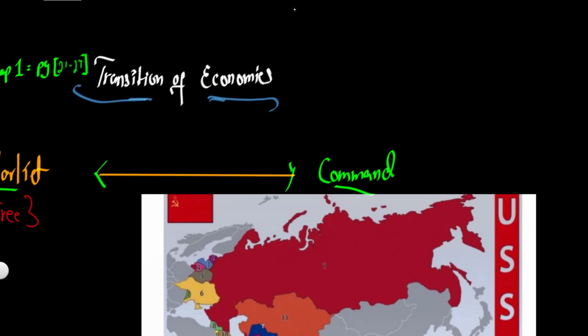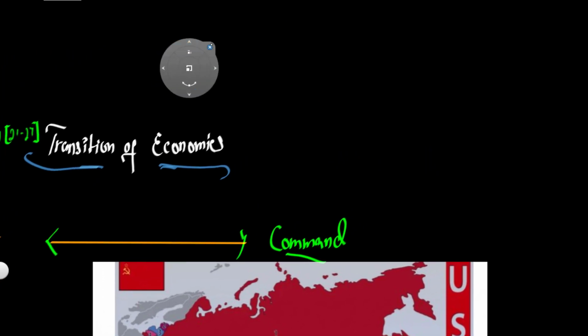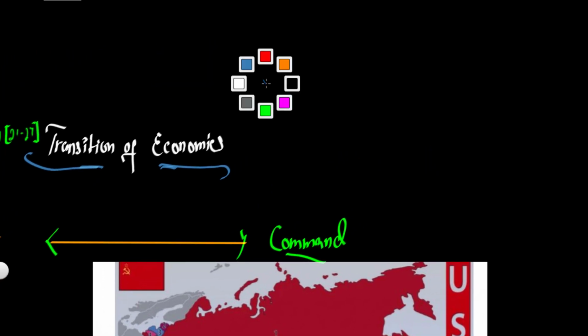So when a market moves from command to free, government tries to implement 5 main things. Why do they do that? You don't need to know the technical details of why governments have to implement these changes, but you need to know what these things are. Just understand them as facts.